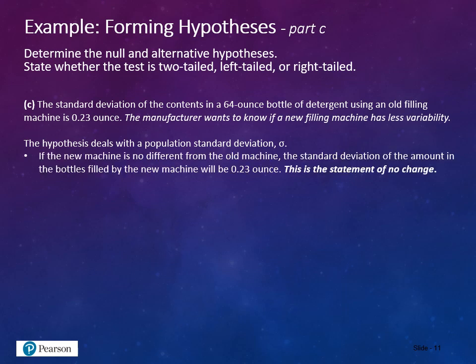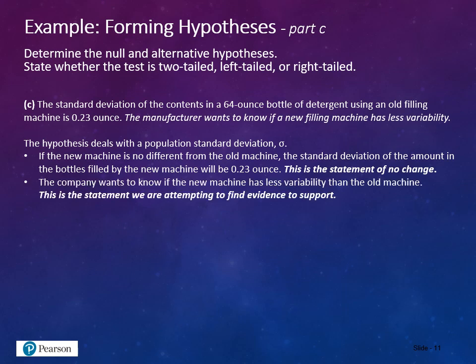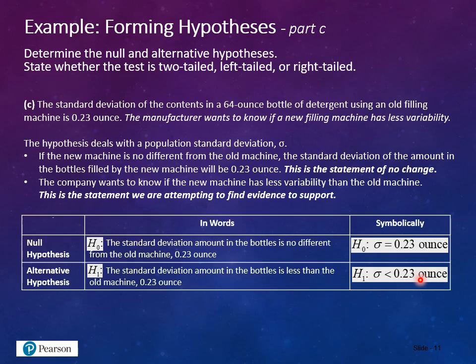If the new machine is no different from the old machine, the standard deviation of the amount in the bottles filled by the new machine will be 0.23 ounces. This is the statement of no change, our null hypothesis. The company wants to know if the new machine has less variability than the old machine, okay? It might seem that it's different, but no, the question is, is it less variable? Is the standard deviation less in a new machine? This is the statement we're attempting to find evidence to support, which is our alternative hypothesis.